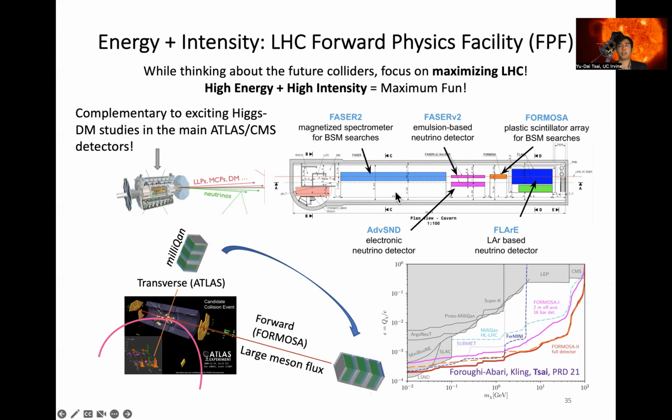So there have been several experiments that can be hosted in this forward physics facility. And my contribution is that I realized if you move this milliQan type of detector in the forward region, because there's large meson flux, you can significantly improve the sensitivity of LHC to Millicharge particles. You can see that here is a 3 order of magnitude improvement. And also just comparing to milliQan, you're also better. You have 1 or 2 orders of magnitude improvement from the milliQan experiment. So this is very exciting and we're pushing for it.